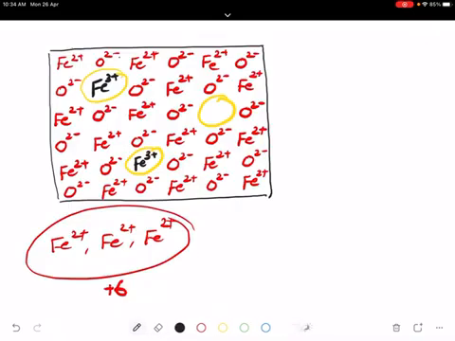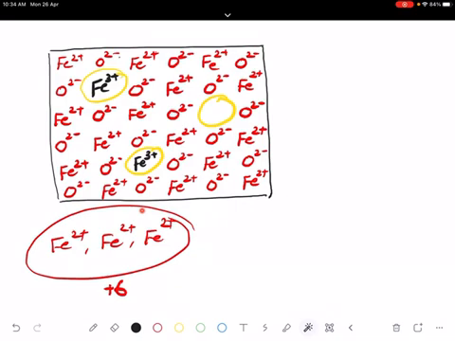Now what happens here? Here it is empty. Electrical neutrality is maintained. Now gaps are created, interstices or voids are created. Electrical neutrality is maintained, that is required for an ionic crystal.